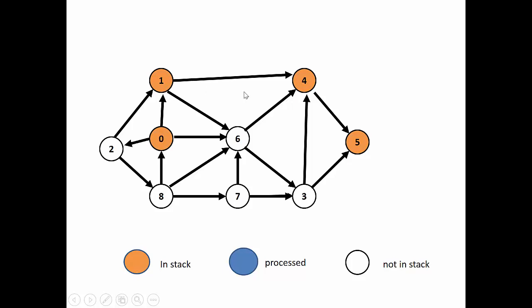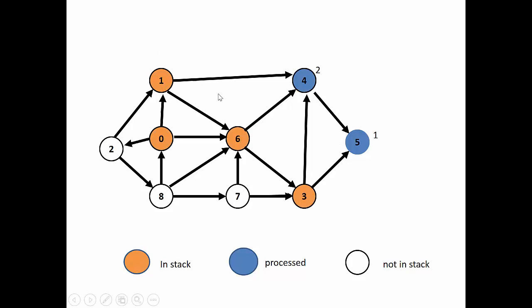If things are on the stack, I'm going to color them with this color, and if they are processed, I will color them with blue. Otherwise, if it's not in the stack or processed, I will color them with nothing. So if you start with 0, you put the 0 in the stack, then 1 in the stack, 4 in the stack, 5 in the stack. So after the first round, you're going to see your graph like that.